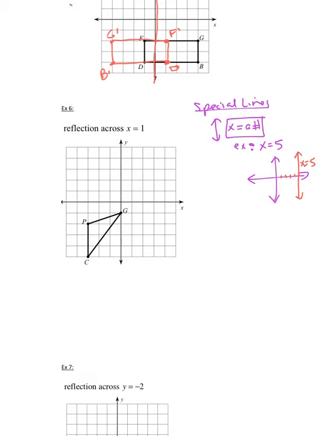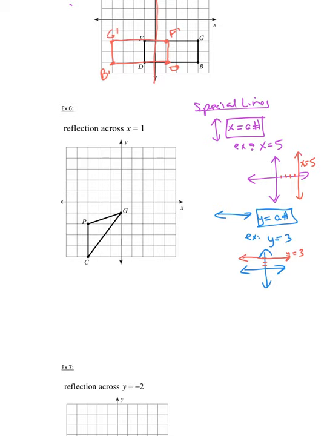The other type of special line was horizontal lines. Horizontal lines always have the equation of Y equals a number. For example, like Y equals 3. The line Y equals 3 is if you draw X and Y axes and you go to the Y3, meaning up 3, 1, 2, 3, a line going horizontally through 3 is the line Y equals 3. We're going to be reflecting across these lines.